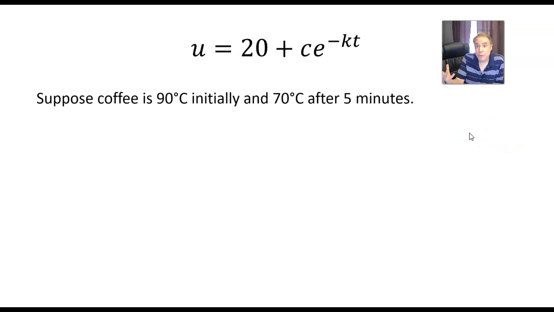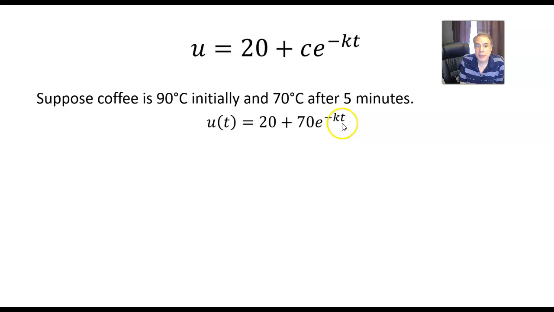Suppose, for example, if you want to look at some specific numbers, suppose the coffee is initially 90 degrees Celsius, and then 5 minutes later, it's cooled down to where it's 70 degrees Celsius. That means u of t is going to be 20 plus 70, and here this 70 is the difference between the 90 degrees that the coffee starts out at and the 20 degrees that the room is. Remember, the c here is the initial difference in temperature, how much hotter the coffee is than the room temperature. So u of t in this case would be 20 plus 70 times e to the negative kt.